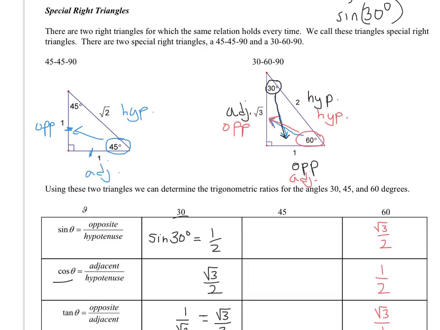So if we think of the sine of 45, it would be the opposite over hypotenuse. This is 1 over square root of 2, which is sometimes also simplified by multiplying top and bottom by root 2, and you get square root of 2 over 2.